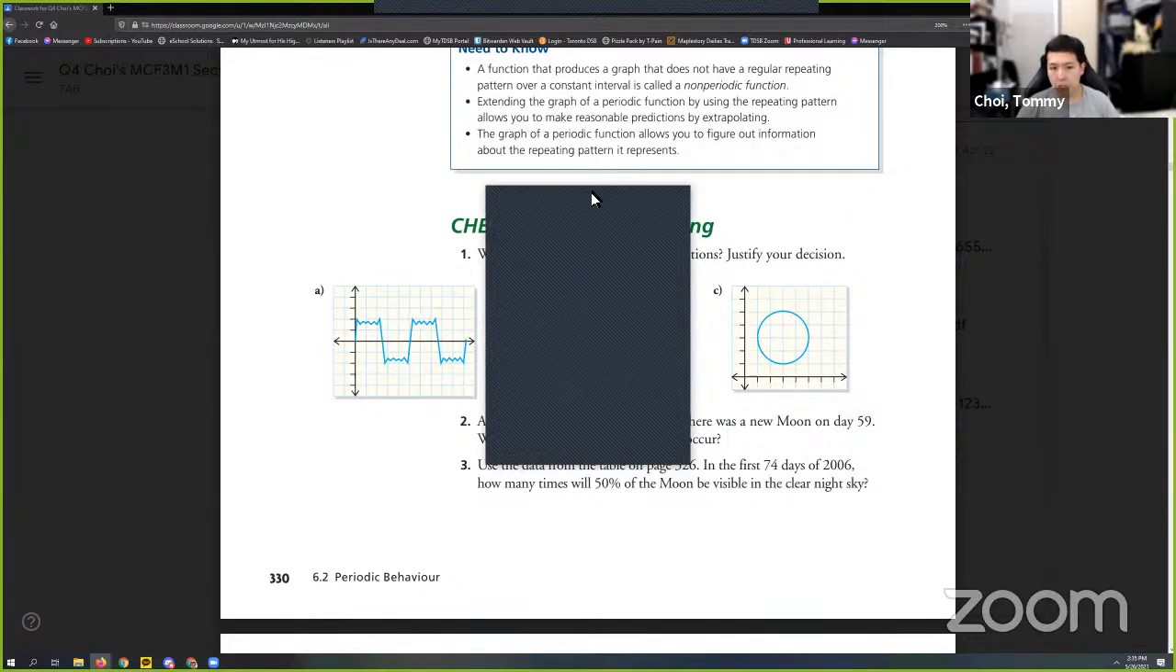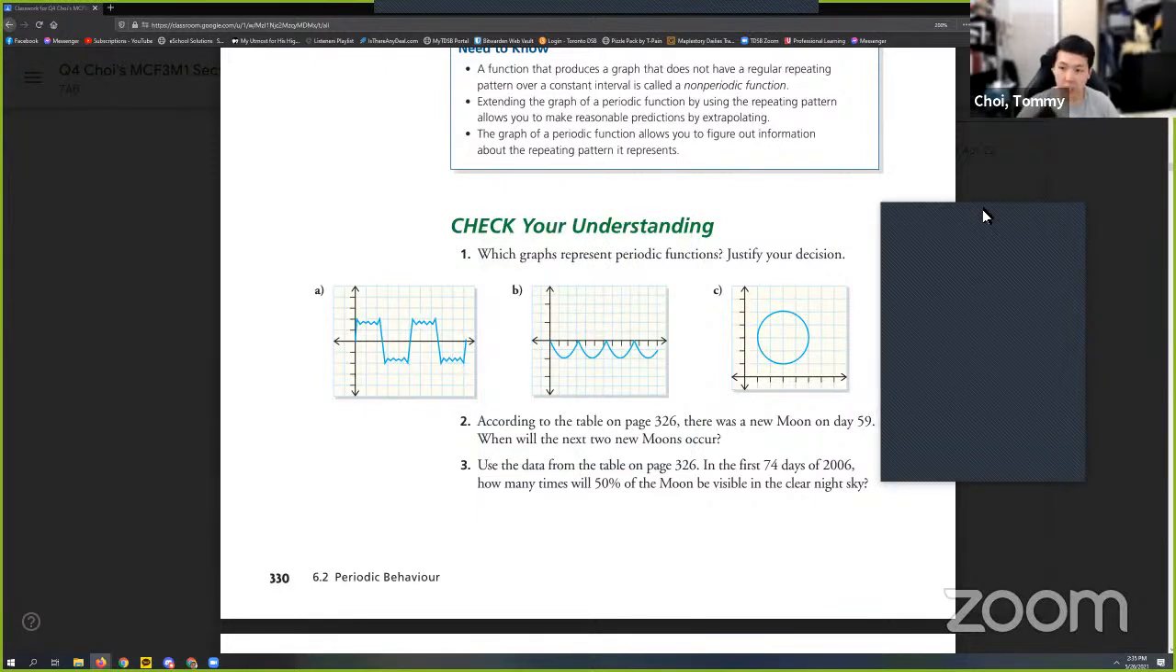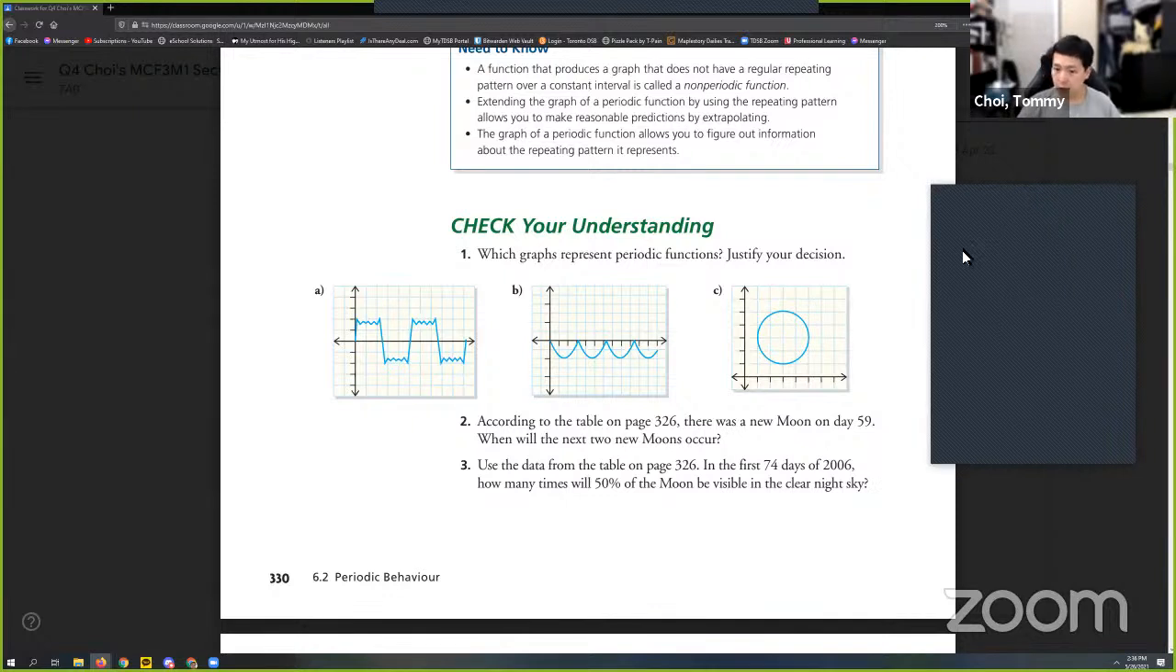Next, part C. Periodic function or not? 3, 2, 1, go. All right. Good. Everybody said no, which is true.